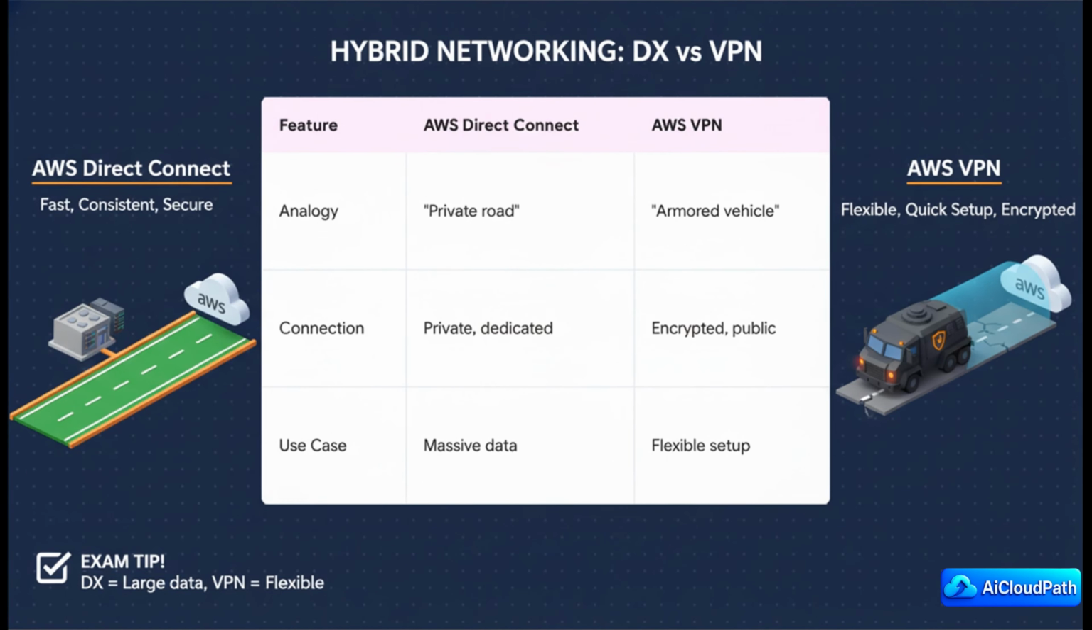First is AWS Direct Connect. This is like building your own private, dedicated highway straight from your data center to AWS. It's incredibly fast, super consistent, and perfect for moving massive amounts of data all the time. The other option is an AWS VPN. This is more like an armored truck that drives over the public internet. The connection is secure because it's encrypted, but it's still subject to public internet traffic. It's more flexible and much quicker to set up.